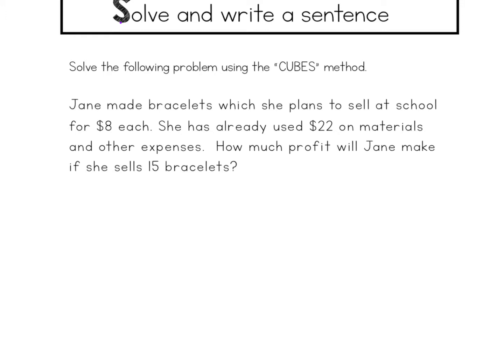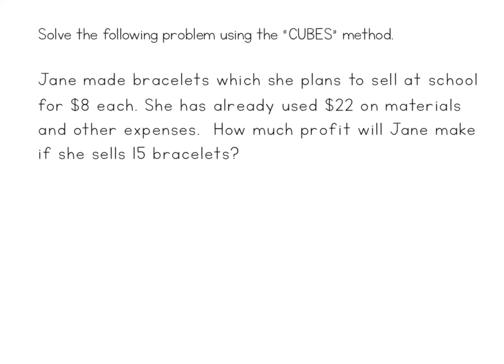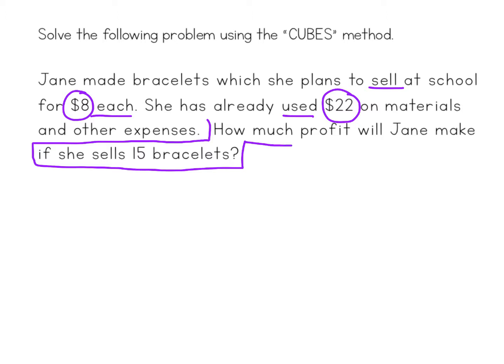It says solve the following problem using the CUBES method. So remember, we are circling numbers, underlining important words, and boxing the questions. I'm going to do all of those three strategies while reading the question. It says, Jane made bracelets which she plans to sell at school for $8 each. She has already used $22 on materials and other expenses. How much profit will Jane make if she sells 15 bracelets? Just by reading our question, we already did the first three steps of CUBES: circle, underline, and box.